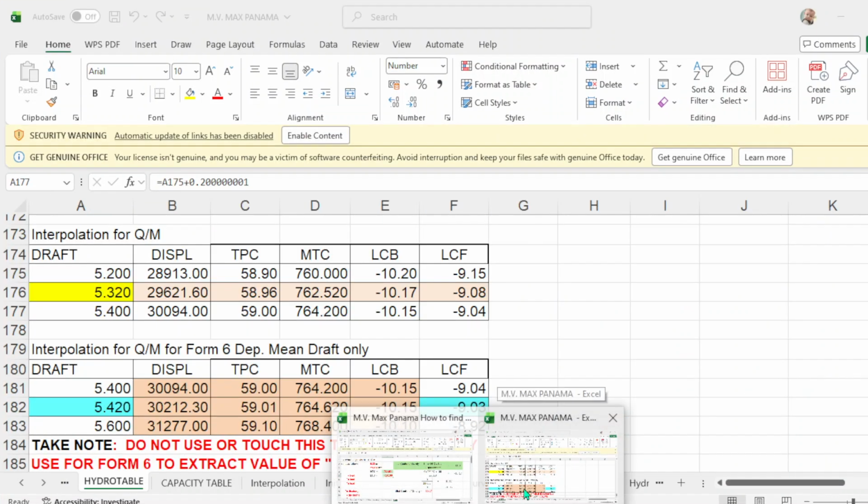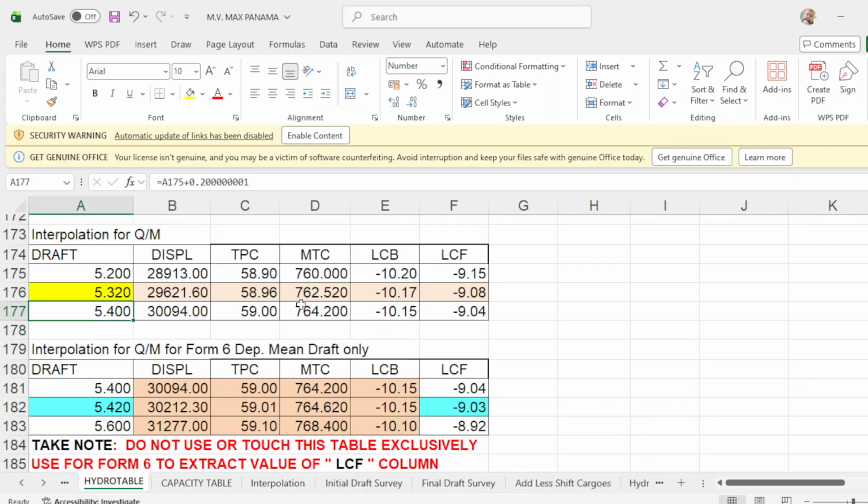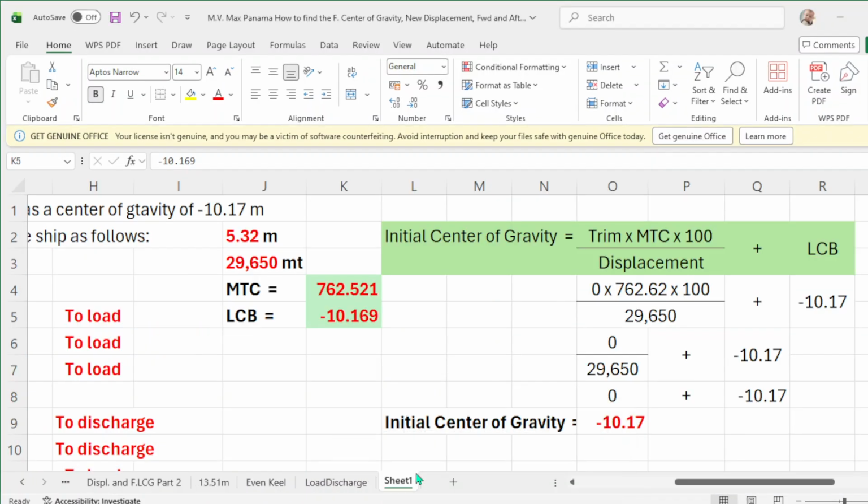MTC should be 76252. Okay. Then how to get the initial? How to get this negative 10.17 is the initial center of gravity: center of gravity equals trim times MTC times 100 over displacement plus LCB.